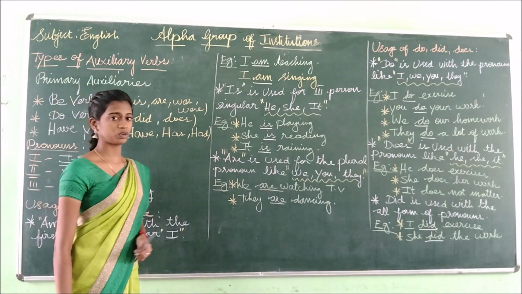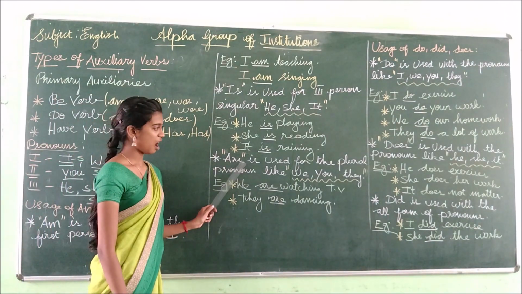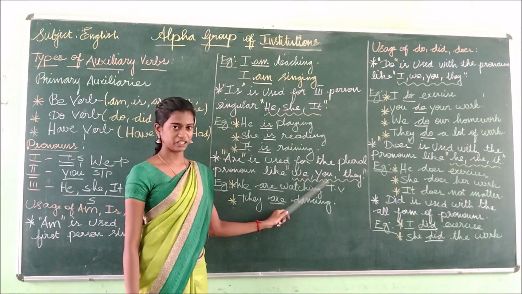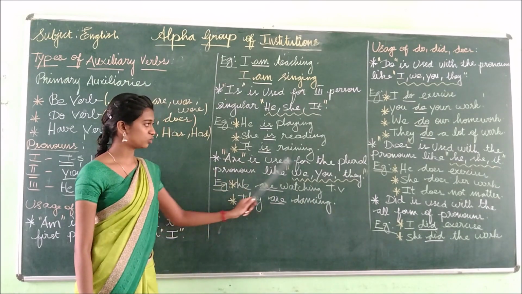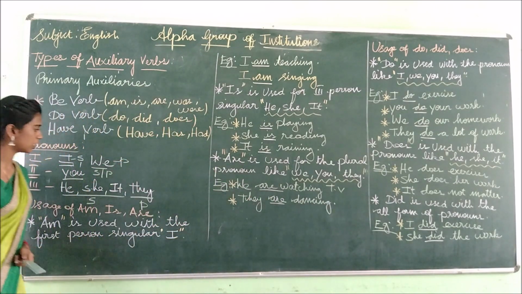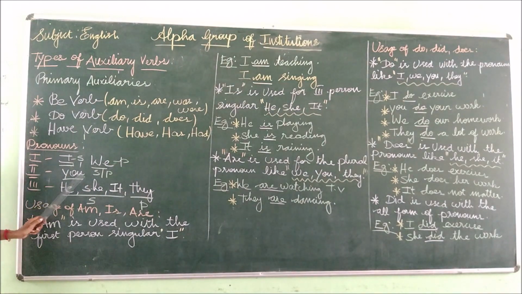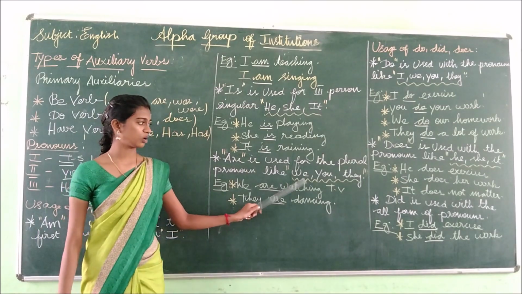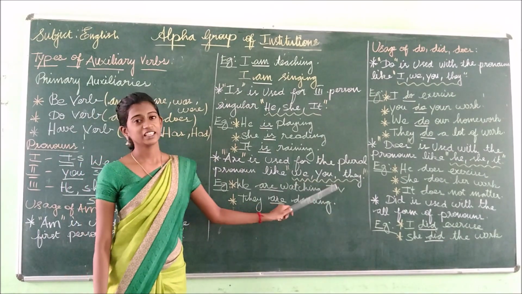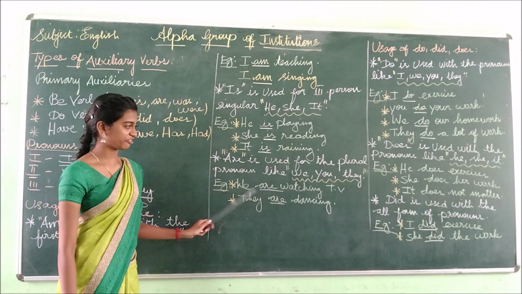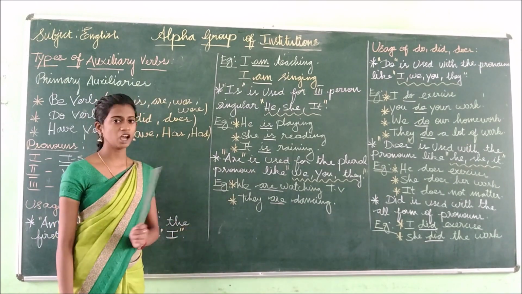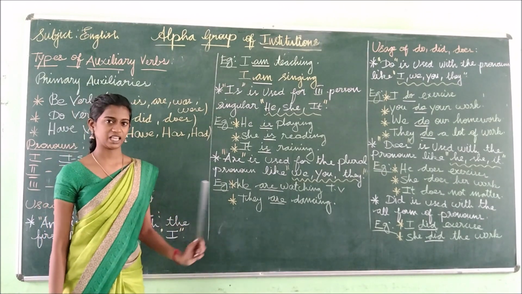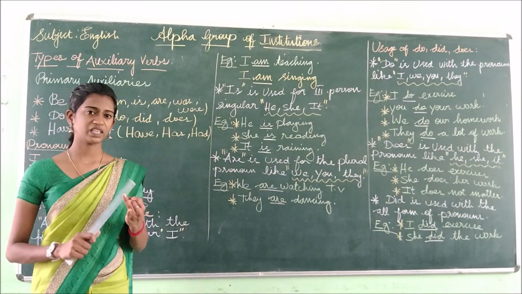Next we are going to see about are. Where to use are. Are is used for the plural pronouns like we, you, they. So what is the plural pronoun here? We, you, they. We have to use are only for the plural pronouns like we, you, they. The examples are: we are watching. We is the plural subject. Likewise, they is the plural subject. They are dancing. Have you understood where to use am, is, and are?